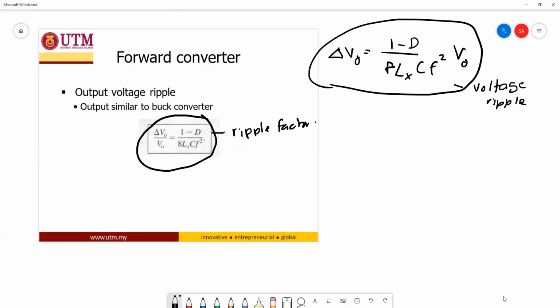So that's all. The conclusion of the Forward converter includes the analysis of the inductor current and also the output voltage ripple. Thank you very much. We continue with the last isolated DC-DC converters, which are the full bridge and the half bridge converter.